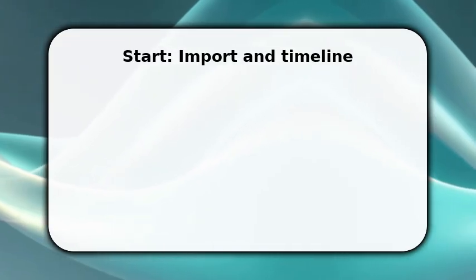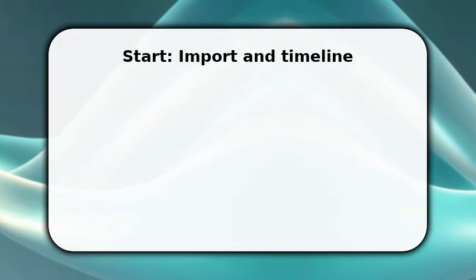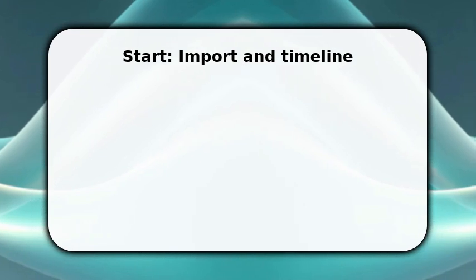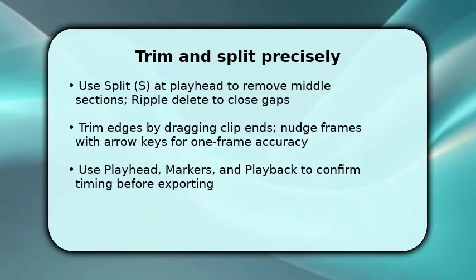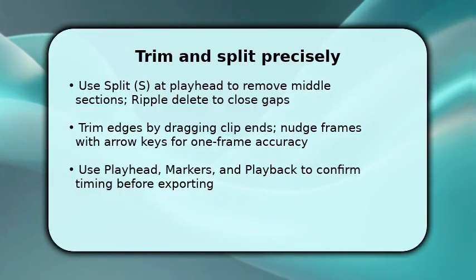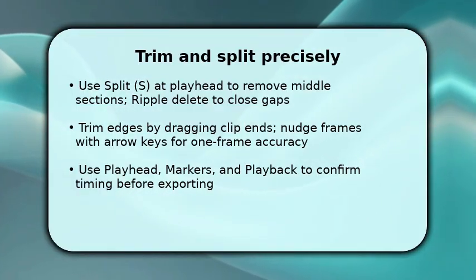Make sure to play the clip and mark rough in slash-out points with the spacebar, since those anchors guide the fine trimming that comes next. Now you focus on exact cuts. Move the playhead to a chosen frame and press split to divide the clip. That lets you remove unwanted segments without re-recording.